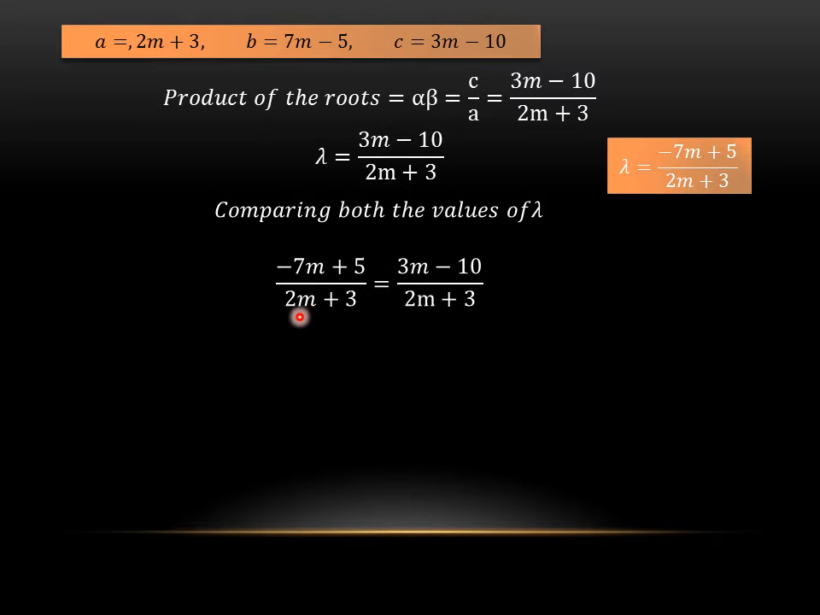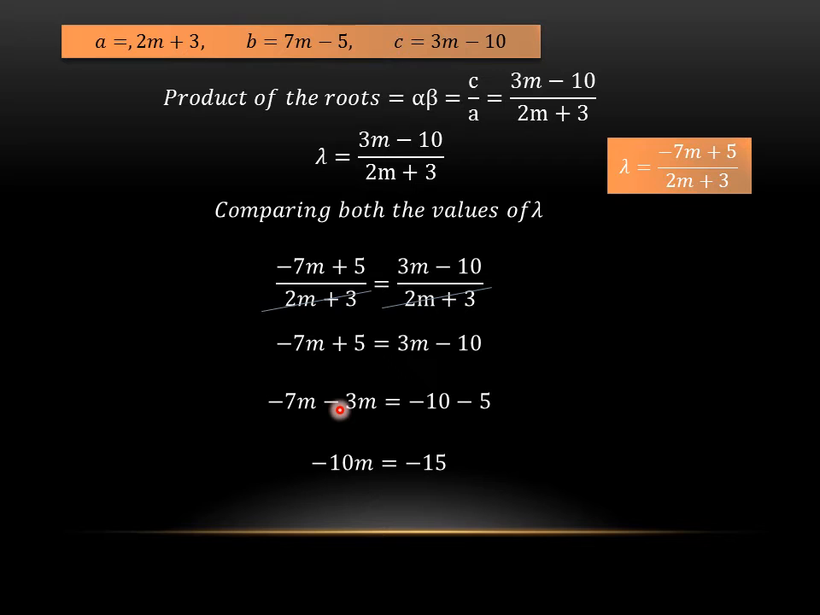Now you can see the denominators are the same, 2m plus 3. In the second fraction, the denominator is also 2m plus 3. Whenever the two denominators are equal to each other and they are separated by the equal sign, we can cancel those denominators with each other. Simply because taking this denominator to the other side of the equation, it will multiply, and the multiplication and the division will get cancelled with each other. So we can simply cut the denominators on both sides of the equation. We will get minus 7m plus 5 equals 3m minus 10.